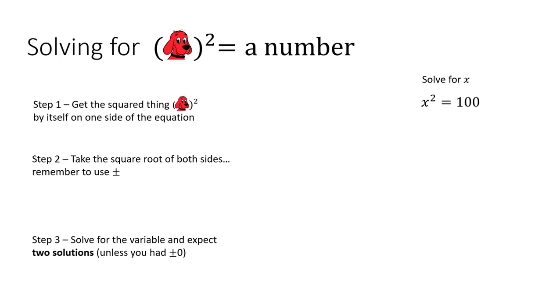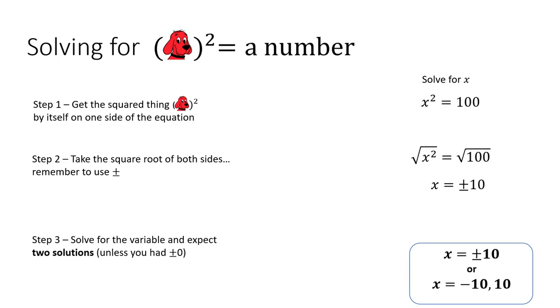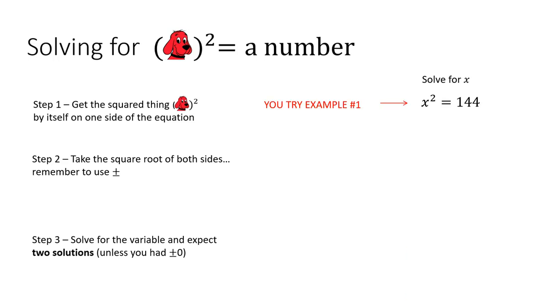So let's start by solving for x. x squared equals 100. The squared thing is just x, and it is by itself on one side. So we can take the square root of both sides, and remember to use plus or minus. x equals plus or minus 10. And it's okay to leave our answers like this. Or if you want to split it up into x equals -10, 10, that's also okay. They both work. When you square -10, you'll get 100, and when you square +10, you get 100. Now, please pause this video while you try example 1.